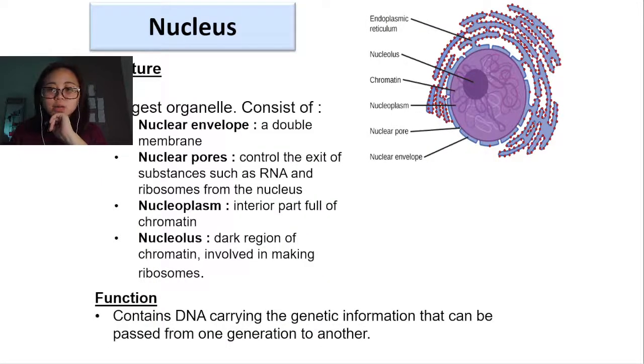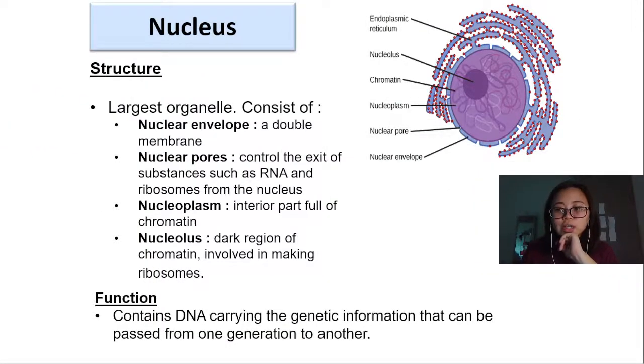So we will start with the most basic organelle, which is the nucleus. This is the largest organelle in your cell. It consists of a nuclear envelope. Envelope macam sampul surat. Okay, so it's something that covers the outside. Nuclear pores, which control the exit of substances such as RNA and ribosome from the nucleus. So ini adalah liang-liang ataupun lubang-lubang pada nuclear envelope.